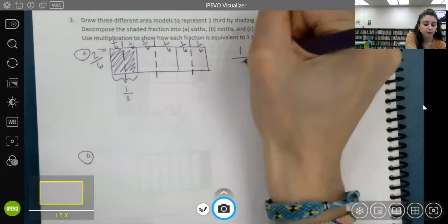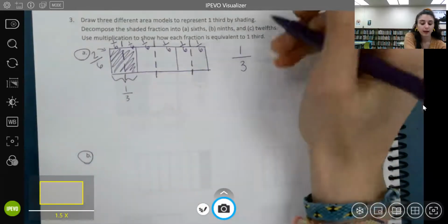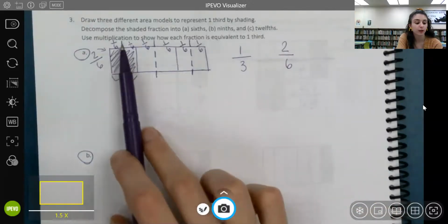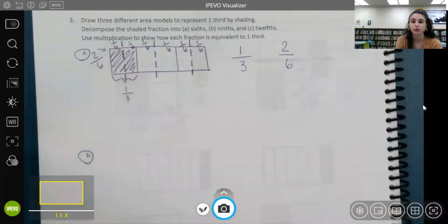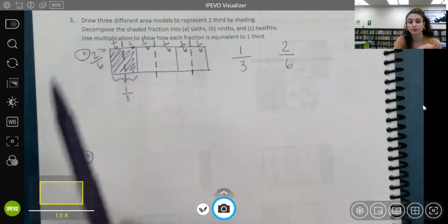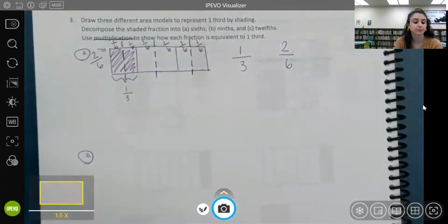So that's 1/3 that we started with at the bottom with 1, 2, 3 boxes. And we have 2/6 because now in this shaded portion, we have 1/6 and 1/6, which equals 2/6. So now how do I get from 1/3 to 2/6? How do you think we get there? If you said multiplying, you're correct, because it also says here, use multiplication. So if we underlined our directions, we will remember what to do.